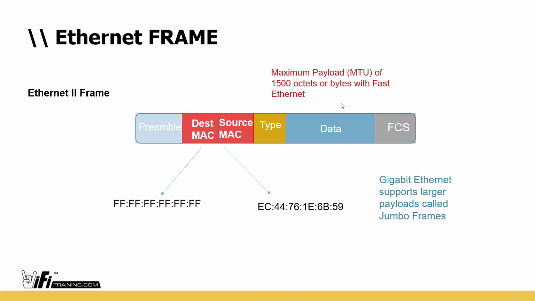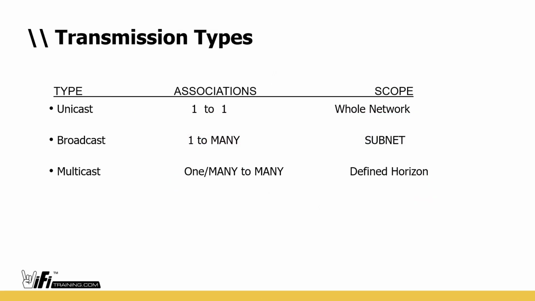Now, the maximum payload, or MTU, is 1500 octets or bytes with Fast Ethernet. Gigabit Ethernet supports larger payloads that are called jumbo frames. Okay, there's all different types of frames, to be honest. We'll get into some of that a little bit later.